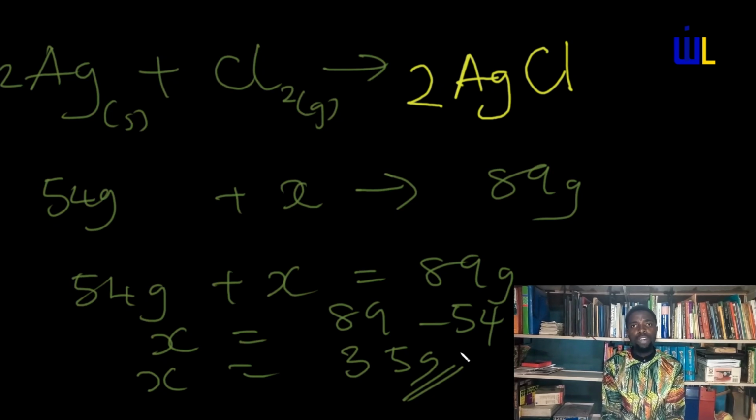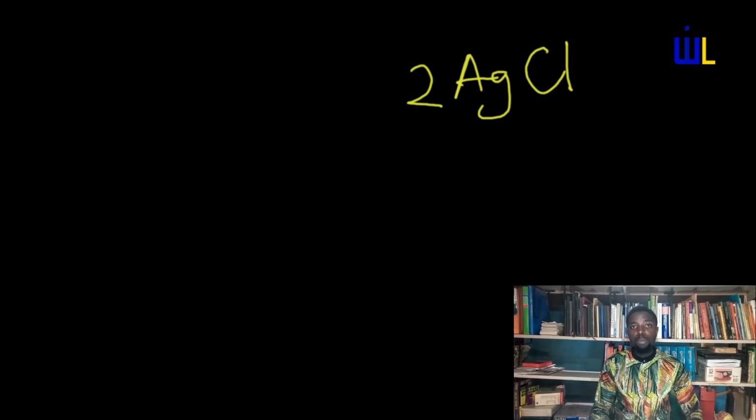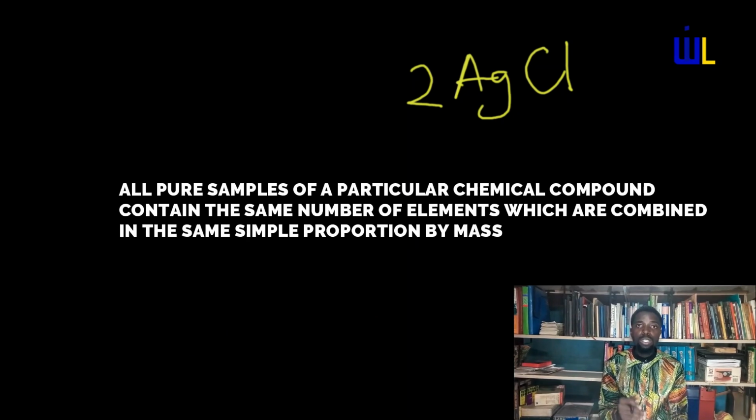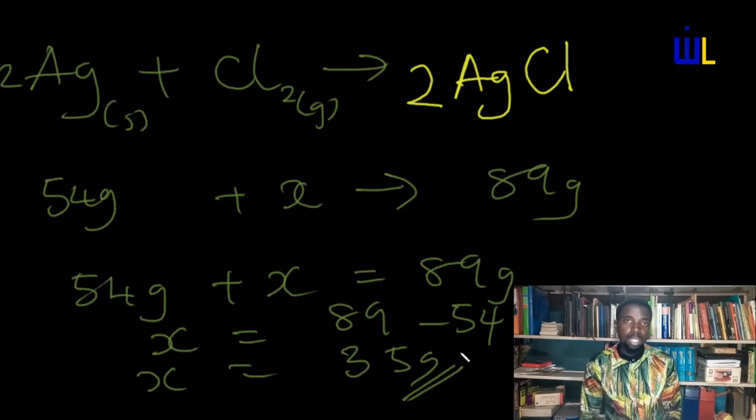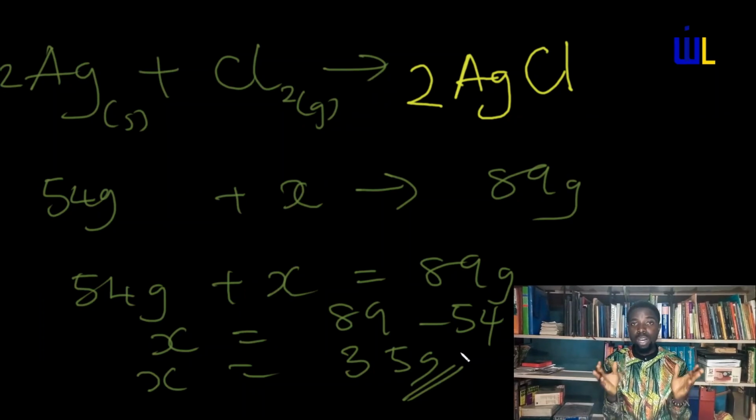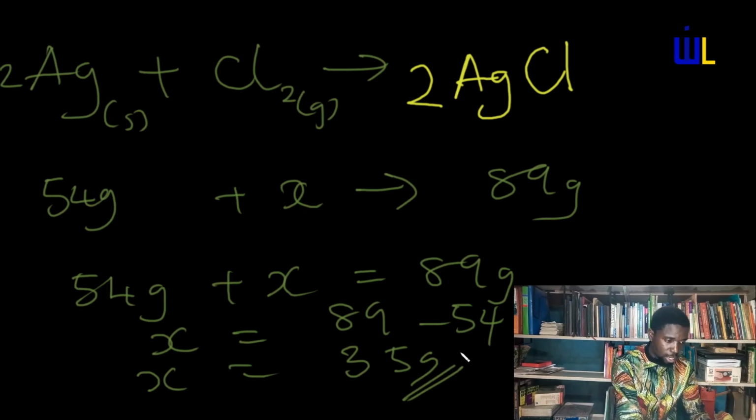Now, the law of definite proportion simply states that all pure samples of a particular chemical compound contain the same amount or the same number of elements which are combined in the same simple proportion by mass. It kind of sounds ambiguous, so let's simplify it to make you understand it. What this law is simply trying to say is that if, for instance, you have water in your house, I presume you do, and the water in my house, provided they are both pure, they will contain exactly the same thing. Let's look at the board to understand this.